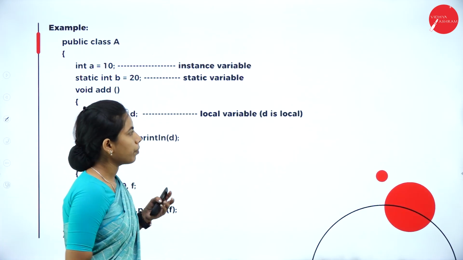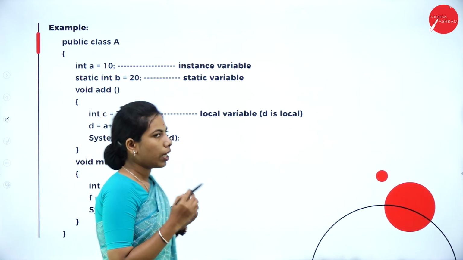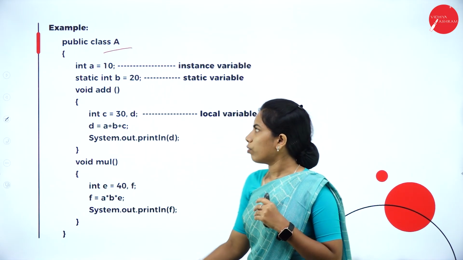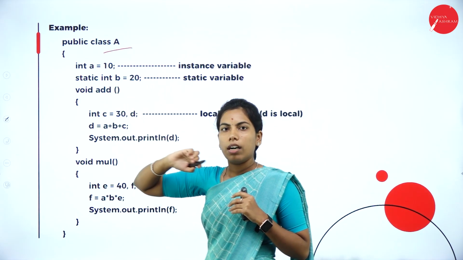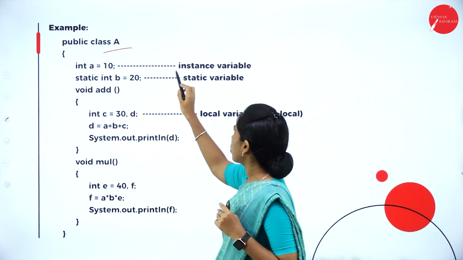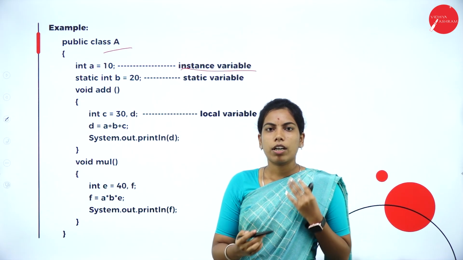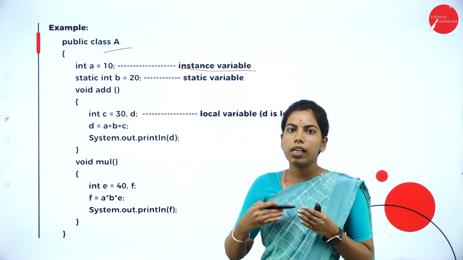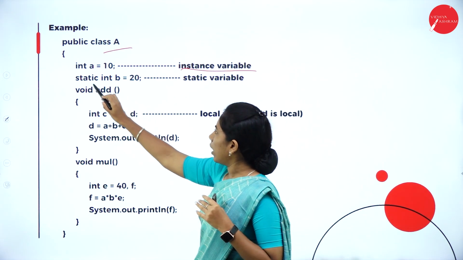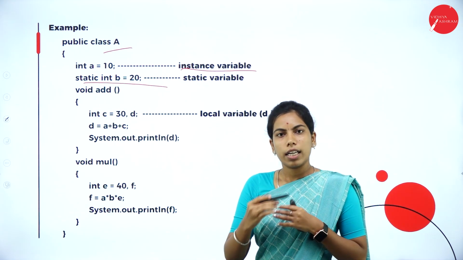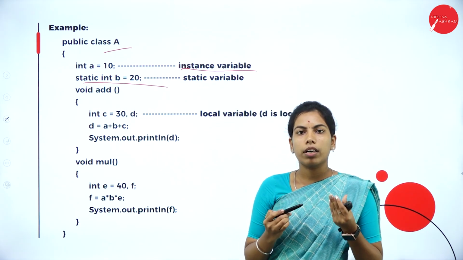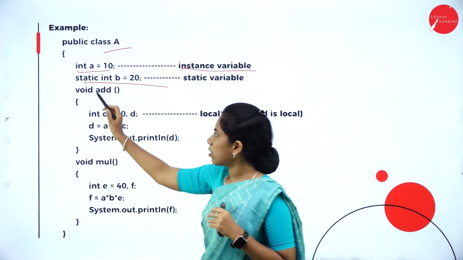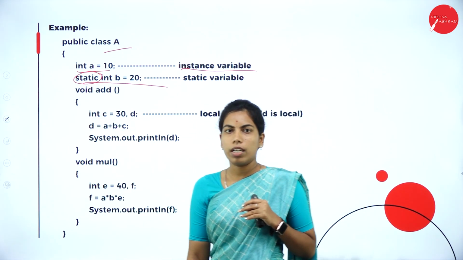So here you can see a simple example. Here I have a class called class A. Within the class I have declared a variable which is an instance variable. Why? Because as I already explained, an instance variable is declared within the class itself. Static can also be inside the class, but we use the keyword static. That is why here it is an instance variable, and this one is a static variable, because the static keyword is used here.